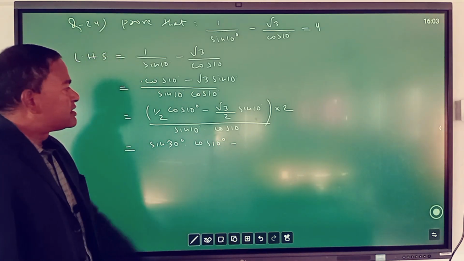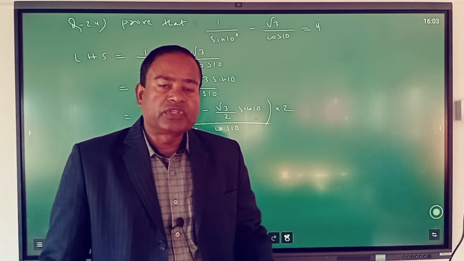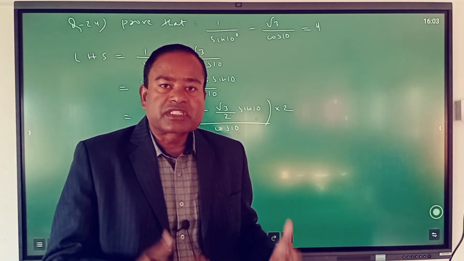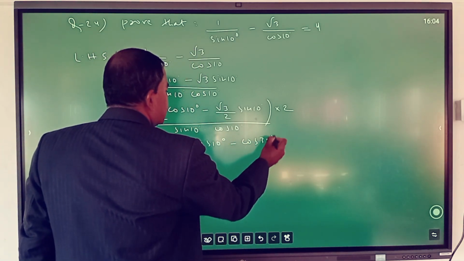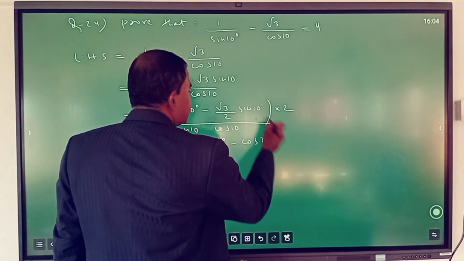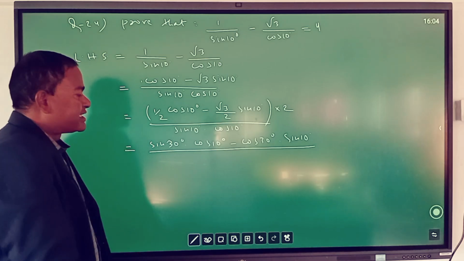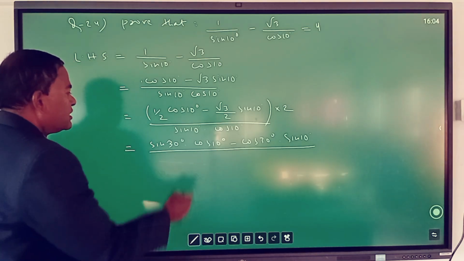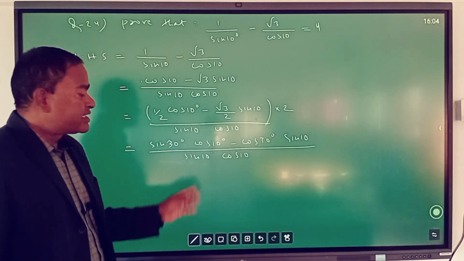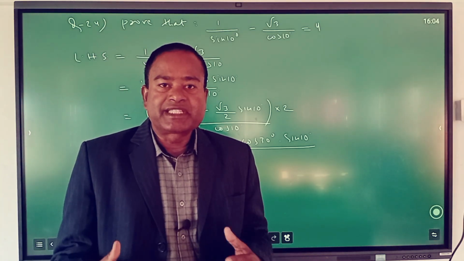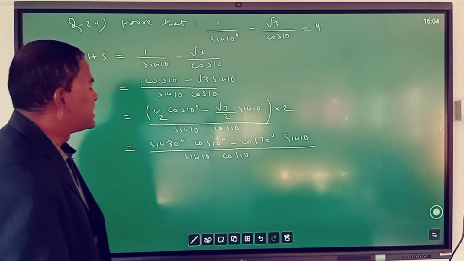Dear students, now the coefficient of sin 10 degree is root 3 divided by 2. So we know that the value of cos 30 degree is root 3 by 2. So root 3 by 2 is replaced by cos 30 degree times sin 10 degree, keeping the minus as it is. The numerators we keep as it is. We don't make any change in the denominator. Sin 10 degree and cos 10 degree keeping as it is.